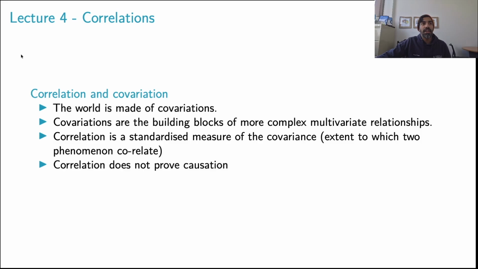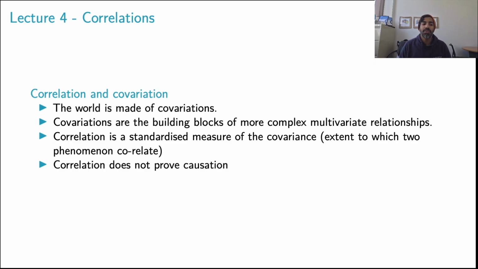And then we went to lecture 4, where we talked about correlations, and we said that the whole world is made of covariations. We looked at the relationship between covariation and correlation, and how largely, as one variable moves up, the other variable moves up, and so they're moving in the same way. Covariations are really the building blocks of more complex multivariate relationships.